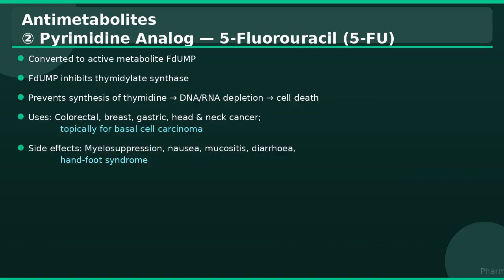cell death. 5-FU is commonly used to treat colorectal cancer, breast cancer, gastric cancer, and head and neck cancers. It can also be applied topically for basal cell carcinoma. Side effects include myelosuppression, nausea, vomiting, mucositis, diarrhea, and with long-term use, the characteristic hand-foot syndrome, also known as palmar-plantar erythrodysesthesia.